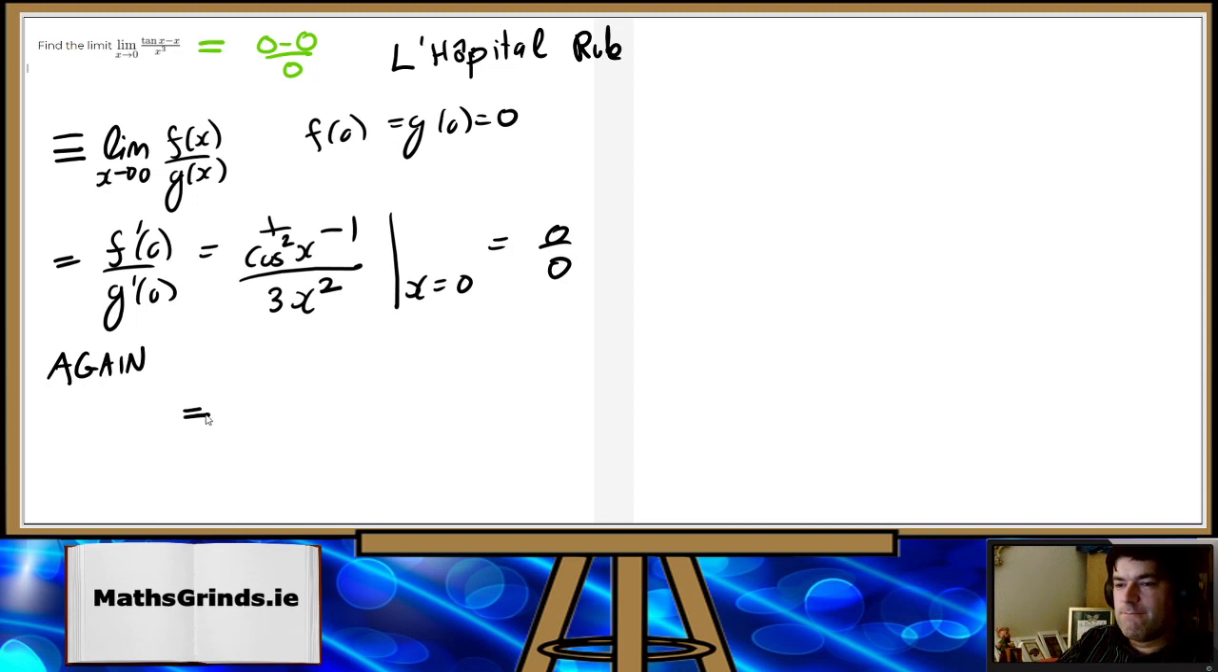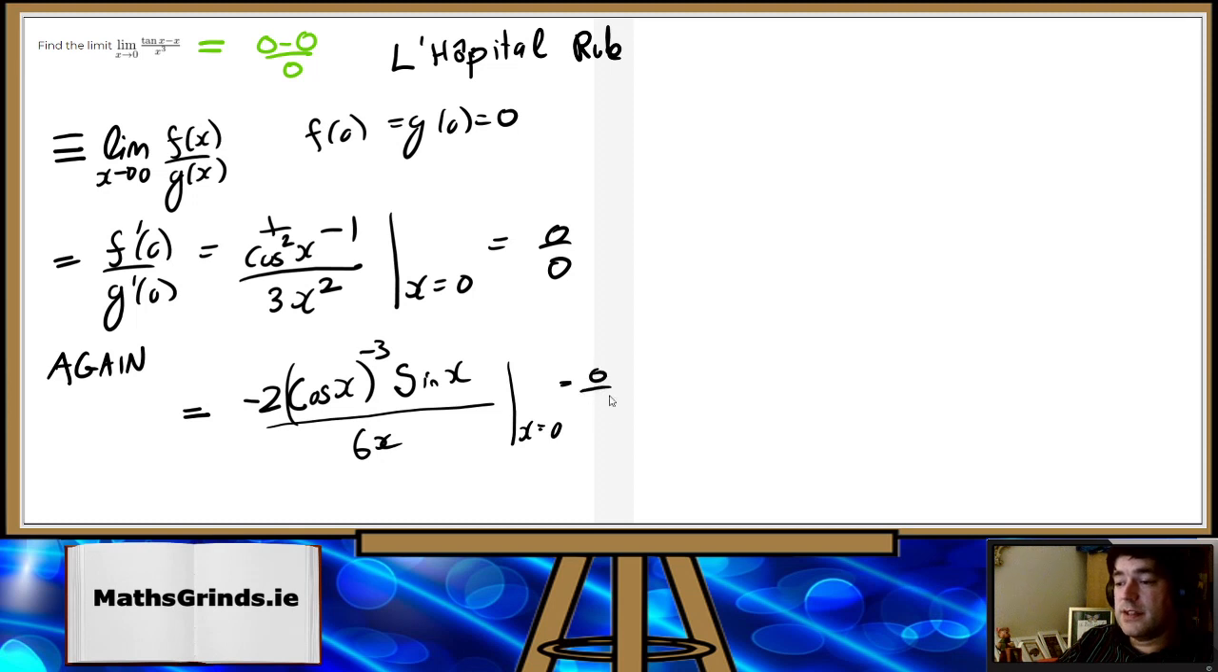Okay. So that's bring down the power, reduce the power by 1. It's minus 2, minus 3, multiply by the inside derivative, sine x, and then that becomes 6x. And when you put in x is 0, once again, you get 0 over 0. So we have to use L'Hopital's rule again.